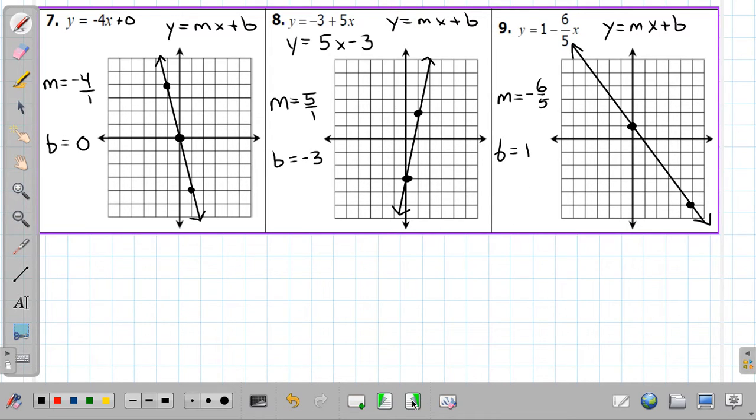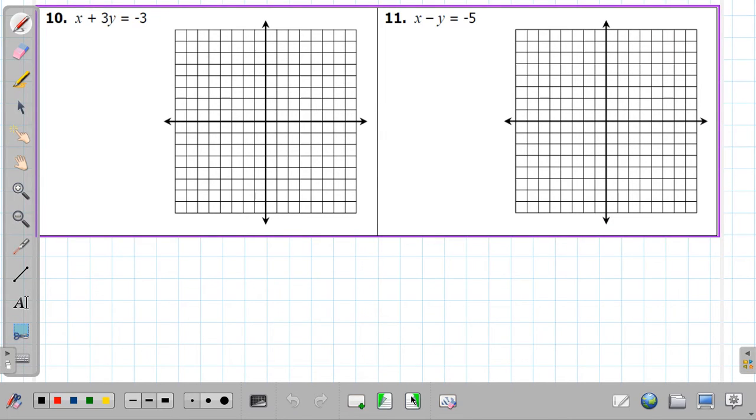Like I said, every single one of these works the same, even when we get to numbers 10 through 17. Starting with number 10, you notice our equation isn't in y equals mx plus b form, so it isn't in slope-intercept form. So here's where we have to rely on what we did in the last section, which is convert something in standard form to slope-intercept form.